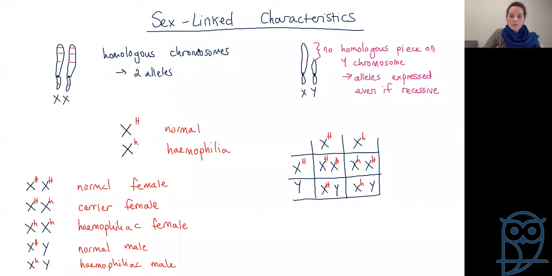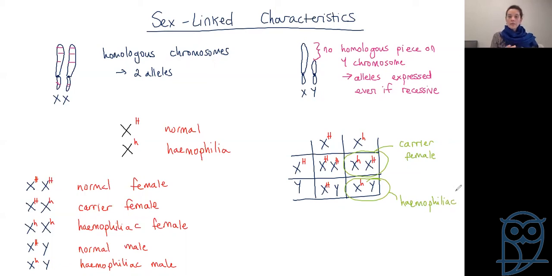And now we have that thing. So X^H X^H, all capitals. Here we have a female who is normal and she's not going to pass on hemophilia. Here we have a normal boy. He's got his normal clotting factors and his Y. Here we have what we call another carrier female. She's not going to have hemophilia, but she's carrying the gene. And this son here is a hemophiliac son.